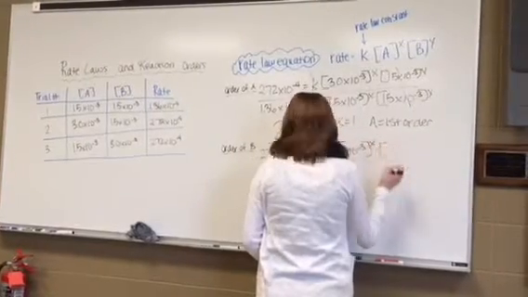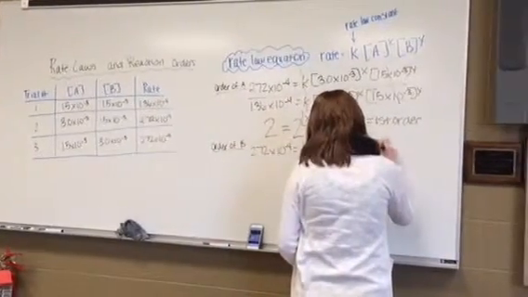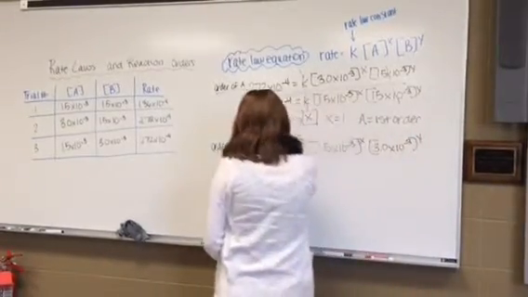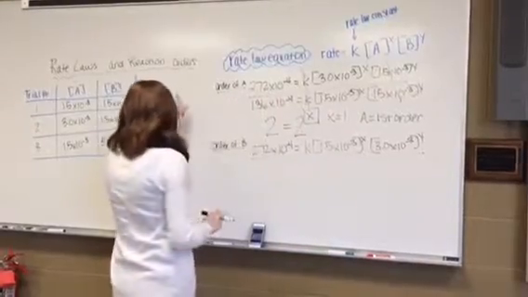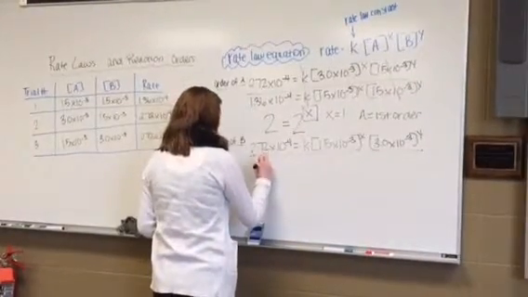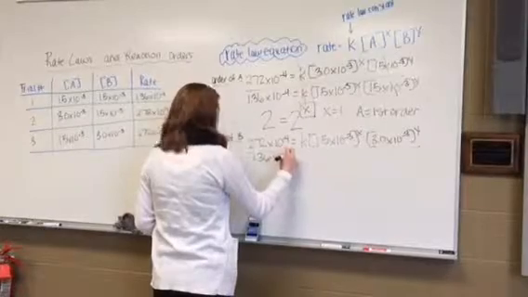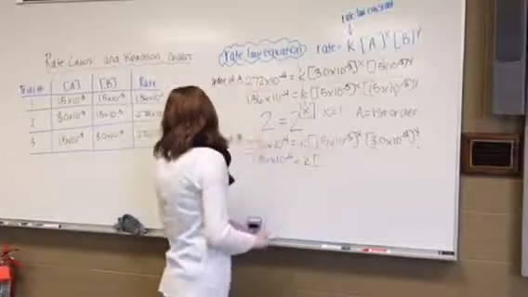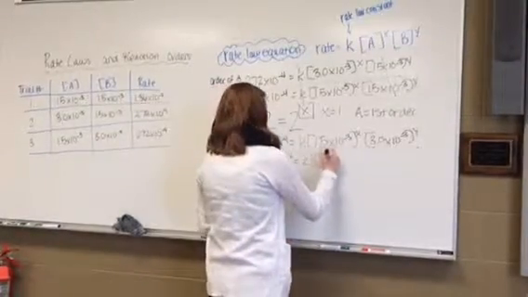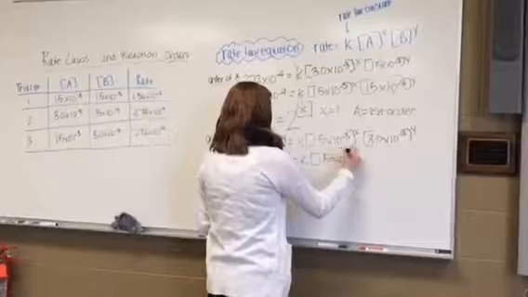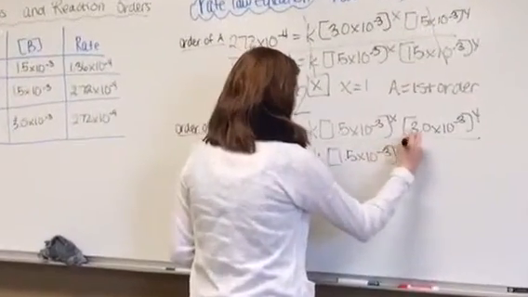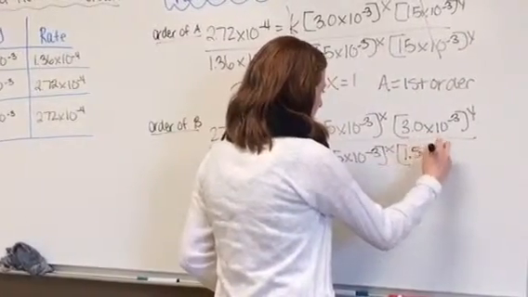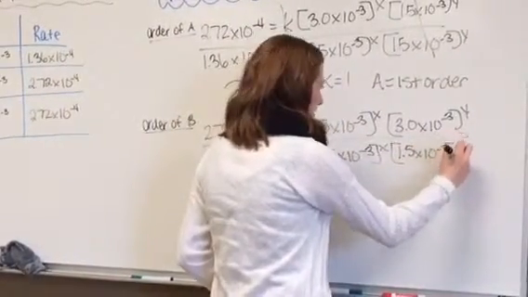times B, which is 3.0 times 10 to the negative 3rd to the Y, divided by the rate of trial 1, which is 1.36 times 10 to the negative 4th equals K, times the concentration of A, 1.5 times 10 to the negative 3rd to the X, times the concentration of B, 1.5 times 10 to the negative 3rd to the Y.